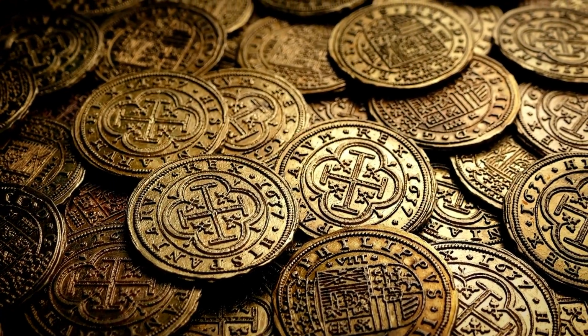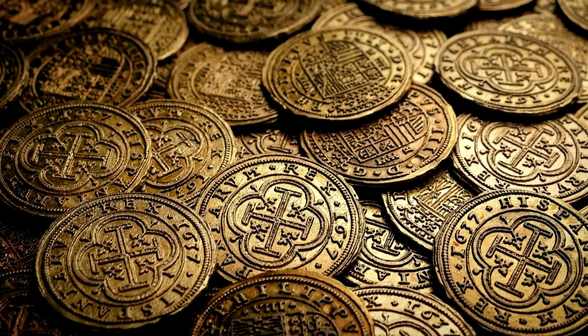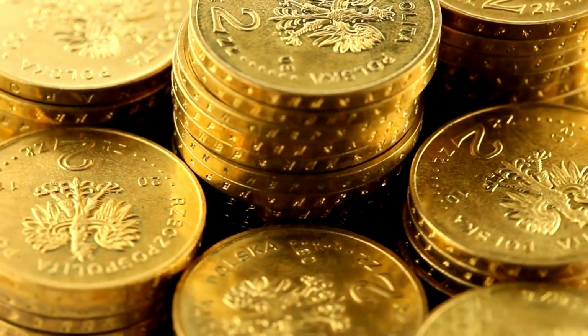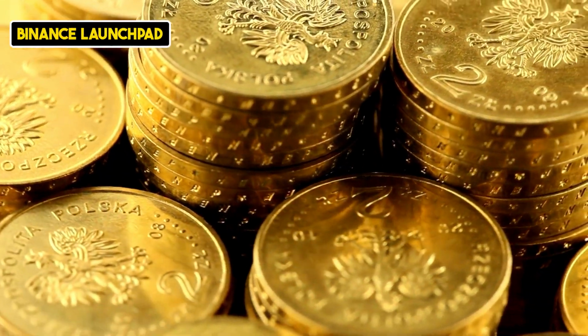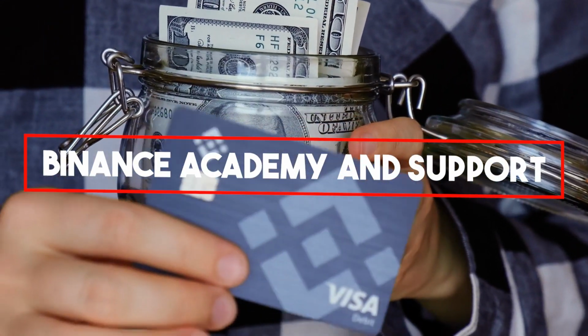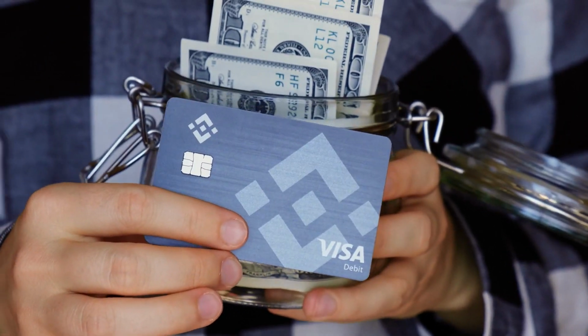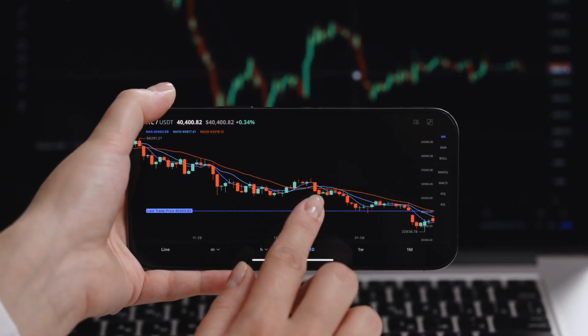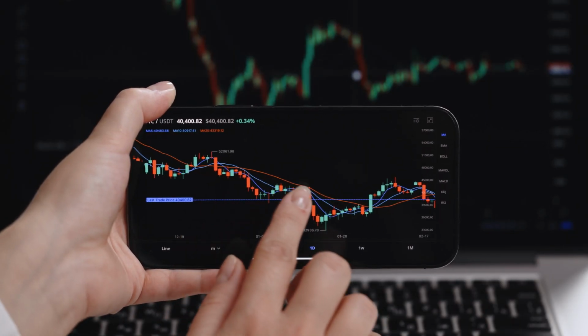Binance Coin, BNB. Binance has its native cryptocurrency called Binance Coin, BNB. It's used to pay for trading fees on the platform, participate in token sales on Binance Launchpad and more. Binance Academy and support. Binance offers educational resources through its Binance Academy to help users understand various aspects of cryptocurrencies, blockchain, and trading.